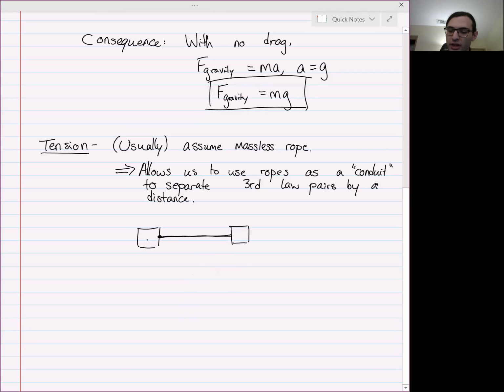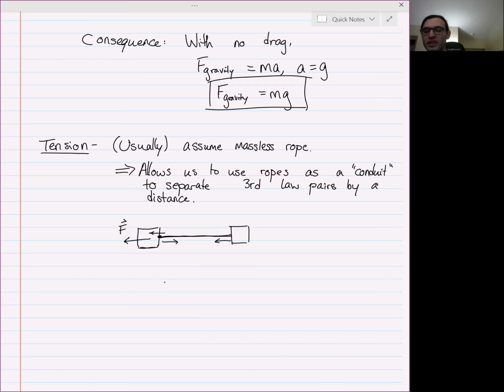So this block might experience a force to the left. And so this block pulls on the rope. I'll draw a little arrow there, pulls on the rope to the left. And so the rope pulls on the block back. But if that tension force is uniform across the rope, then this rope will pull on this block forward. It's so hard to explain without using an example.